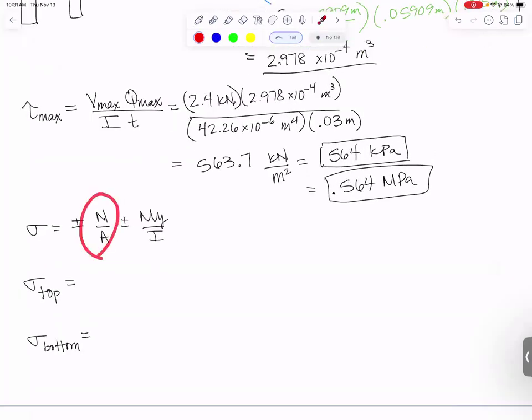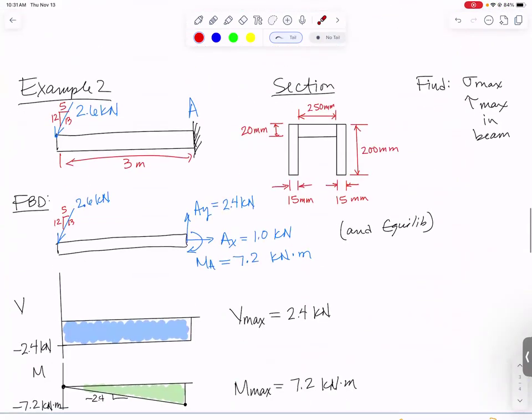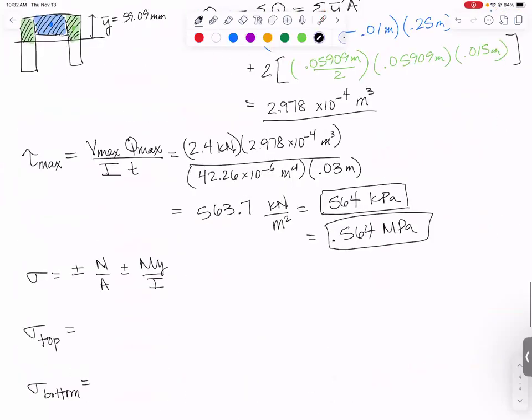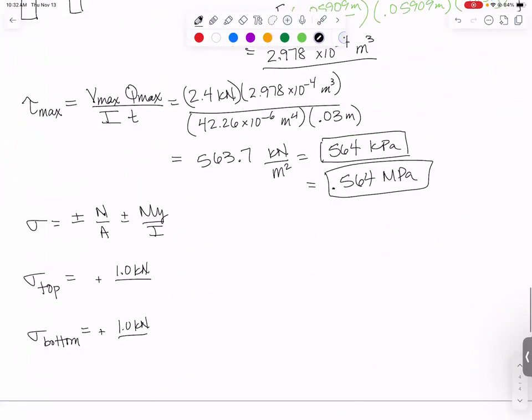We know that N over A doesn't change whether you're at the top or bottom of the beam. So let's plug that one into both of them. Our normal force was the same everywhere. Our normal force is just 1 kilonewton, and it's in tension. Can you see that? The force here and the force there is going to be in tension because, ultimately, the X component is pulling on the beam. So 1 kilonewton is our N, and it's going to be positive. And what's the area? The area was 0.011 meters squared.